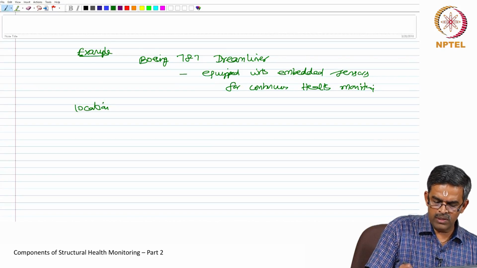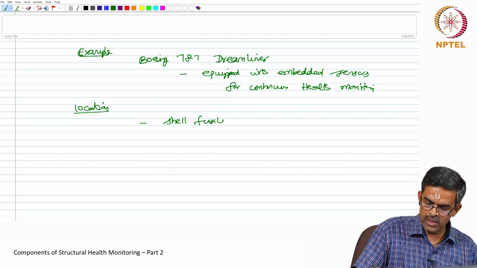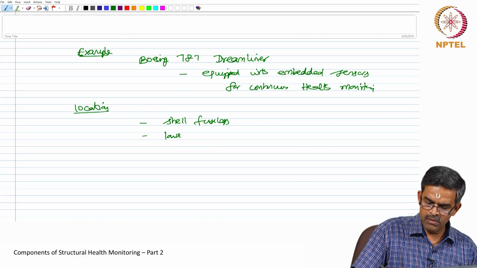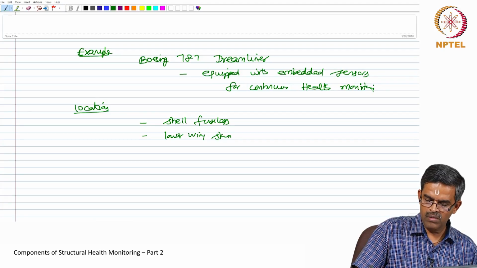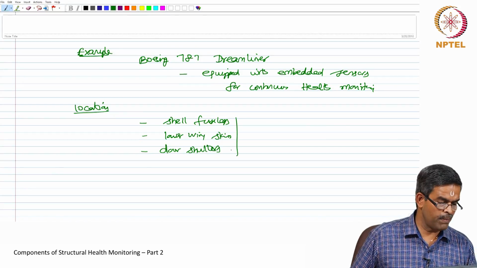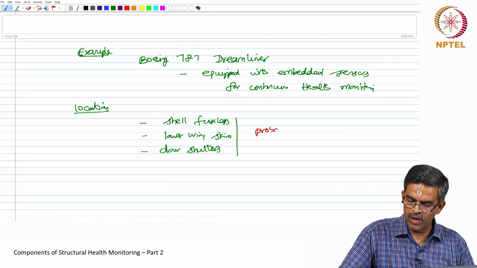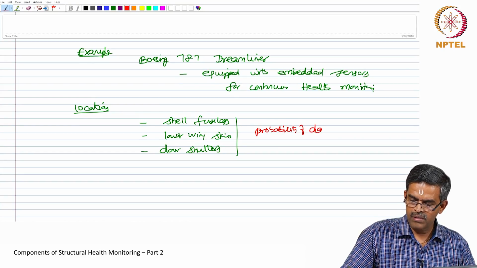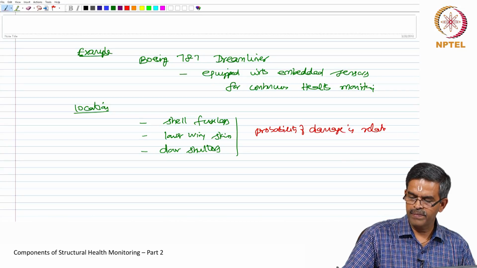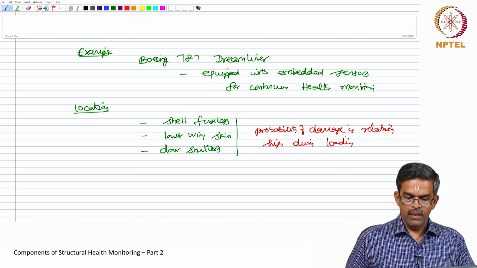Location of these sensors are very important. Generally, they are located in shell fuselages, lower wing skin and door shutters. These are the common locations where these sensors are equipped, because these are the places where the probability of damage is relatively high during loading. Let us now look into common types of sensors which are used in health monitoring.